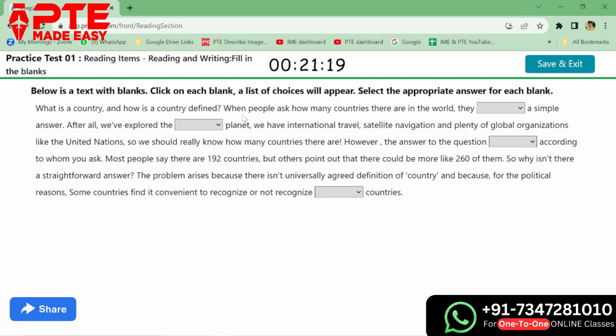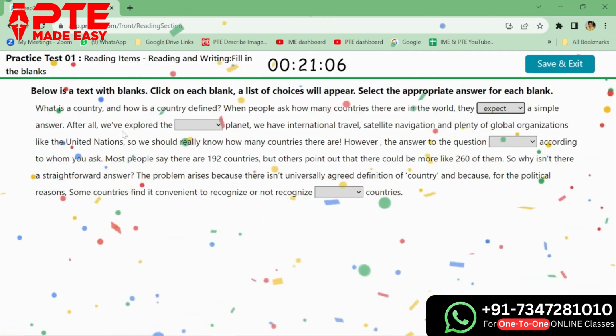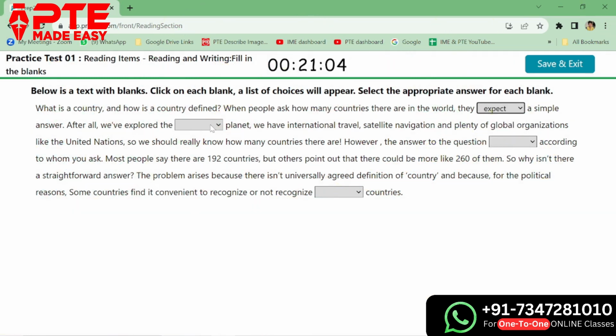What is a country? How is a country defined? When people ask how many countries are there in the world, they dash a simple answer. What? They expect a simple answer. Obviously, around, differ, cannot come. Expect. After all, we have explored the dash planet. After all, we have explored the dash planet. We have explored the whole planet. We have international travel, okay? So we need not read here now.